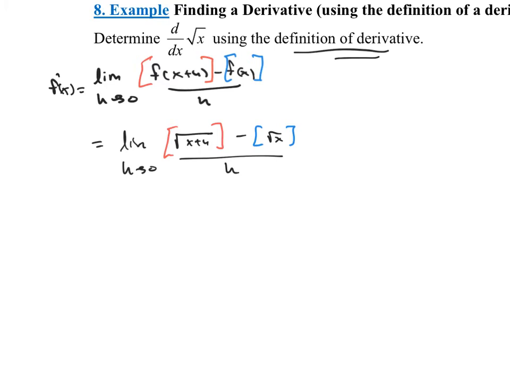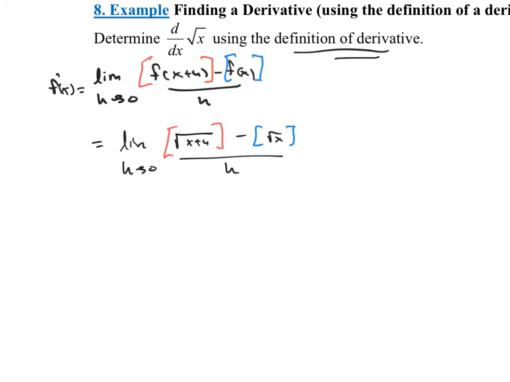Well, notice what happens. There's the definition of the derivative. We found the derivative, but let's see if we can do it. If we wanted to plug in the limit as h approaches 0, what happens if we plug in 0 for h? Well, 0 for h, this would be the square root of x minus the square root of x, so we get a 0 on top.